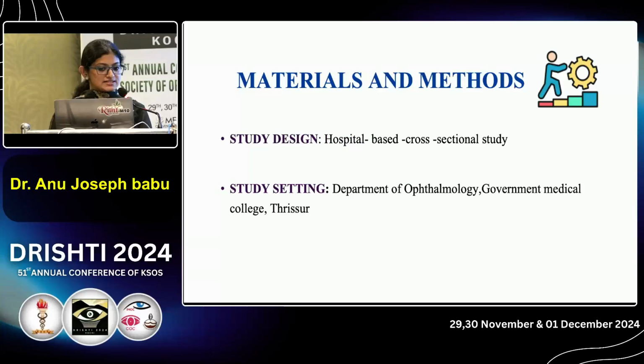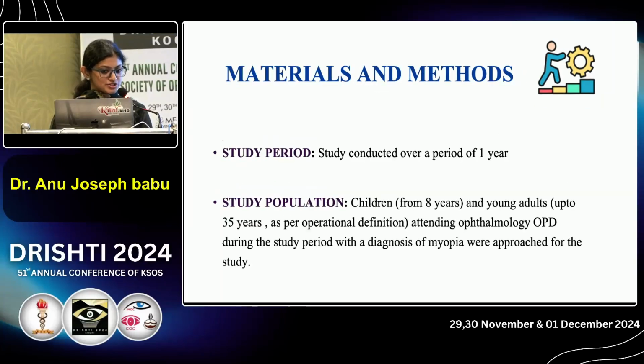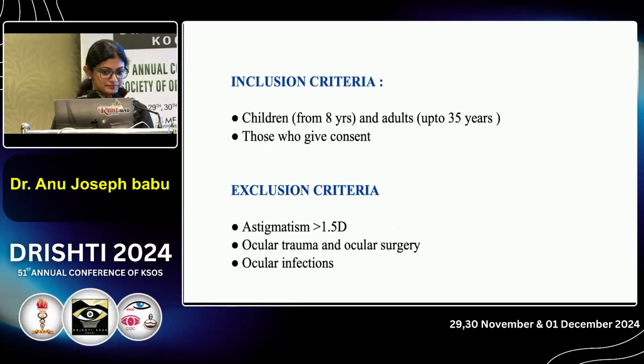Coming to materials and methods, study design: it was a hospital-based cross-sectional study. The study setting is the Department of Ophthalmology, Government Medical College, Thrissur. The study was conducted over a period of 1 year, and the study population was children from 8 years and young adults up to 35 years attending the ophthalmology OPD during the study period with a diagnosis of myopia. Our inclusion criteria were children from 8 years and adults up to 35 years and those who gave consent. Exclusion criteria were astigmatism of more than 1.5 diopter, ocular trauma, ocular surgery and ocular infections.